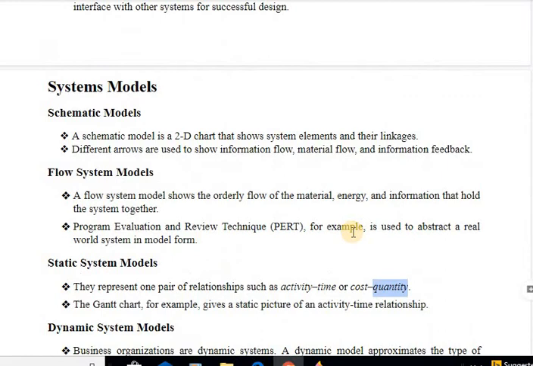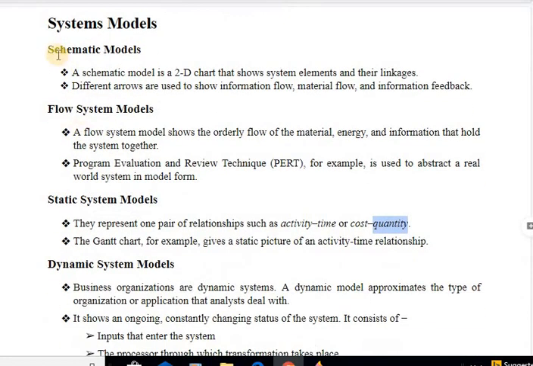So it also takes care of the activities which are changing constantly inside your system. These are the system models which represent how a particular system can behave in terms of handling the data or the information. To handle the information, we can show the information flow using flow system models. A schematic model is another 2D chart that shows how elements are linked together.